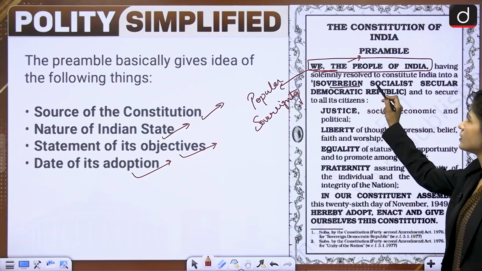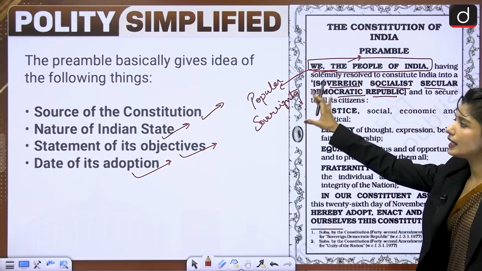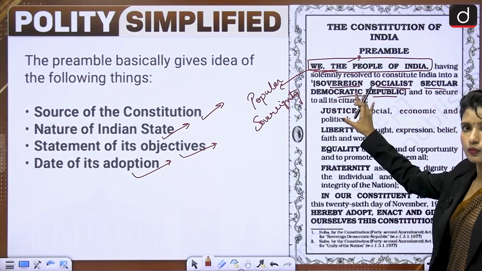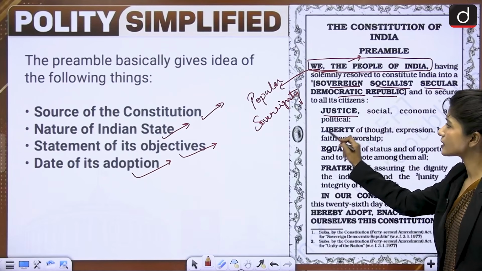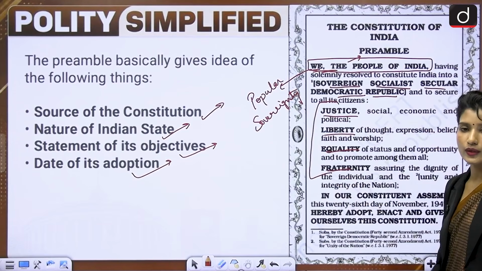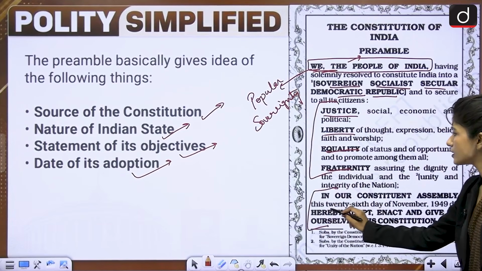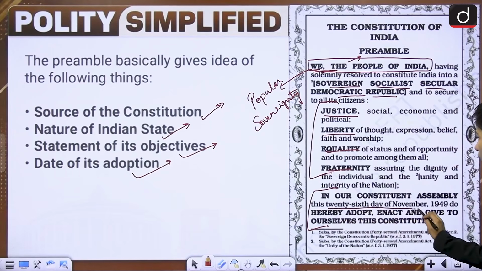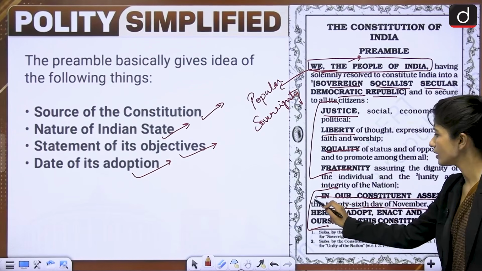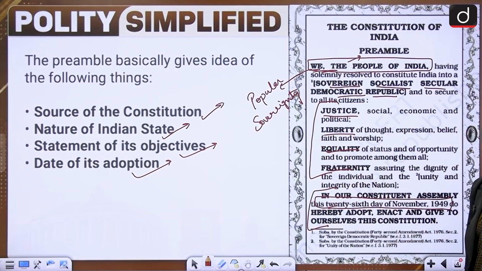Next is nature of Indian state. These words, sovereign, socialist, secular, democratic, republic, show the nature of Indian state, and we will talk about them one by one. Next is justice, liberty, equality, and fraternity. These are the objectives or goals that we try to achieve as a country. And finally, in the last para, it says 26th day of November 1949 is the date where we adopted it. So the date of adoption is also given, 26th November 1949.